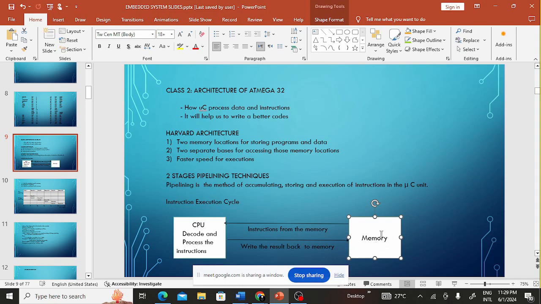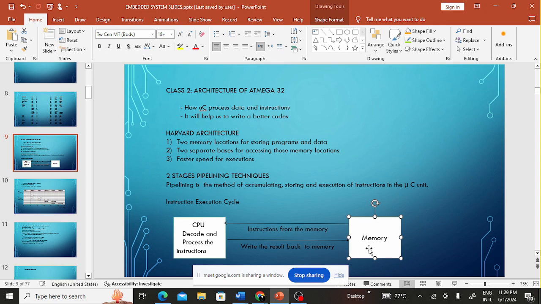So first of all, you fetch the instructions from the memory. Then when you fetch the instruction from the memory, you decode it, you interpret what it wants us to do as a result of that instruction. Then the next thing you do is write back the results to the memory.